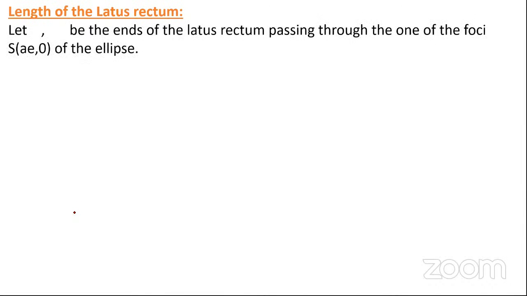Next, the length of the latus rectum. We have to find the length of the latus rectum. For this, let L and L dash be the ends of the latus rectum passing through one of the foci S, that is ae comma 0, of the ellipse x square by a square plus y square by b square equal to 1, where a is greater than b, which is equation number 1.